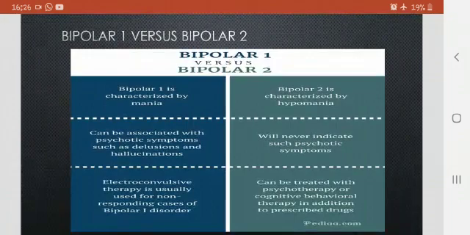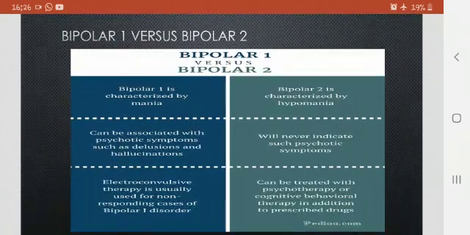So next one is bipolar 1 disorder versus bipolar 2 disorder. Both are different. Bipolar 1 is characterized by mania, while bipolar 2 is characterized by hypomania. Bipolar 1 can be associated with psychotic symptoms such as delusion and hallucination, while bipolar 2 disorder will never indicate such psychotic symptoms.